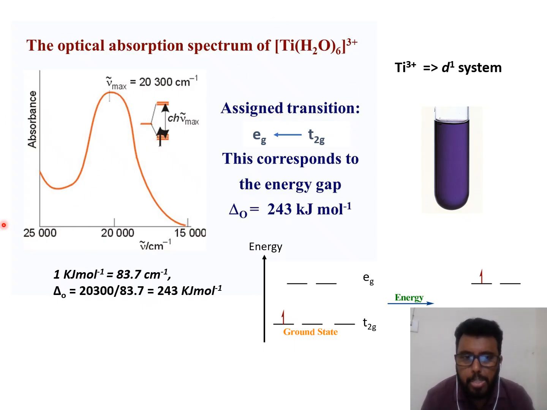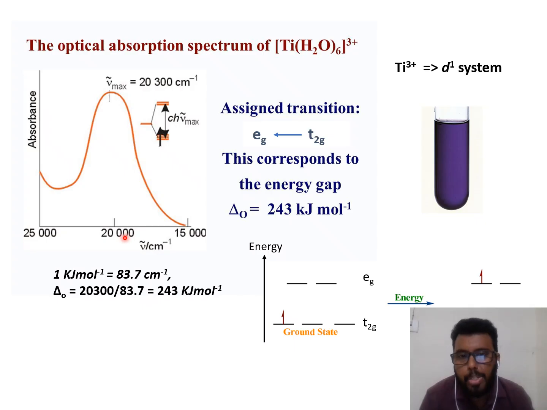For this complex, you can see this is the UV-visible absorption spectrum. As you know, you can represent it in wave number or wavelength. 1 by lambda is the wave number, nu bar. So here we have represented it like this. These are the wave numbers, and here this complex solution is giving an absorption maximum. Since it is represented in wave number, nu bar max is 20,300.